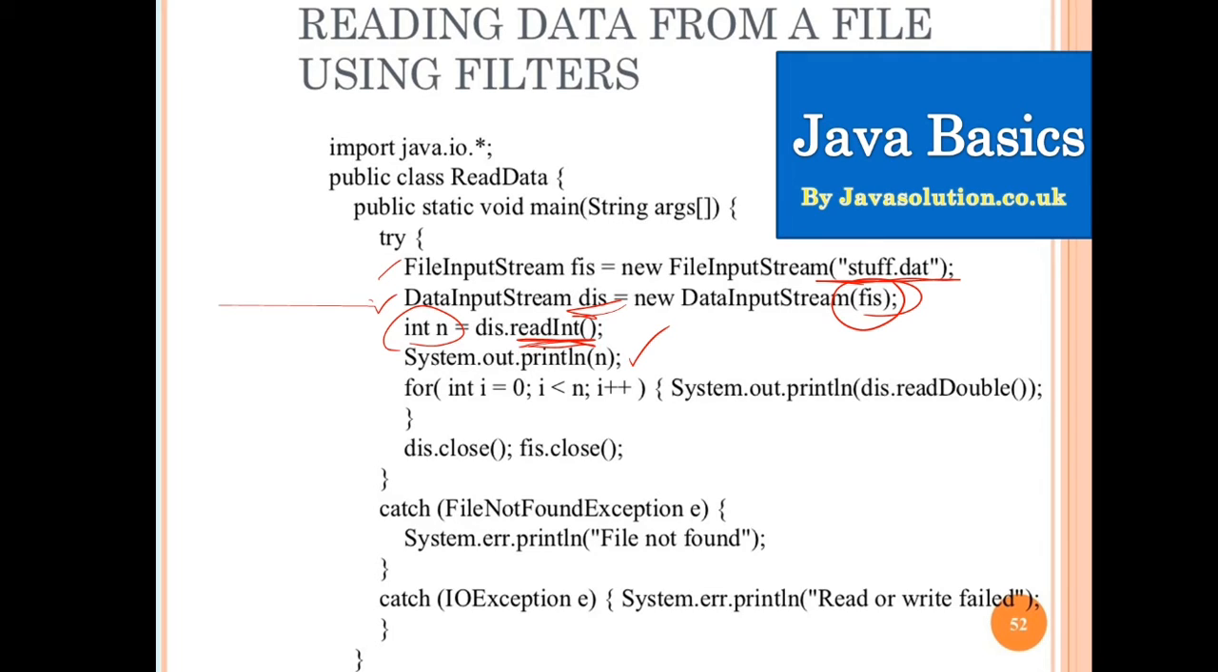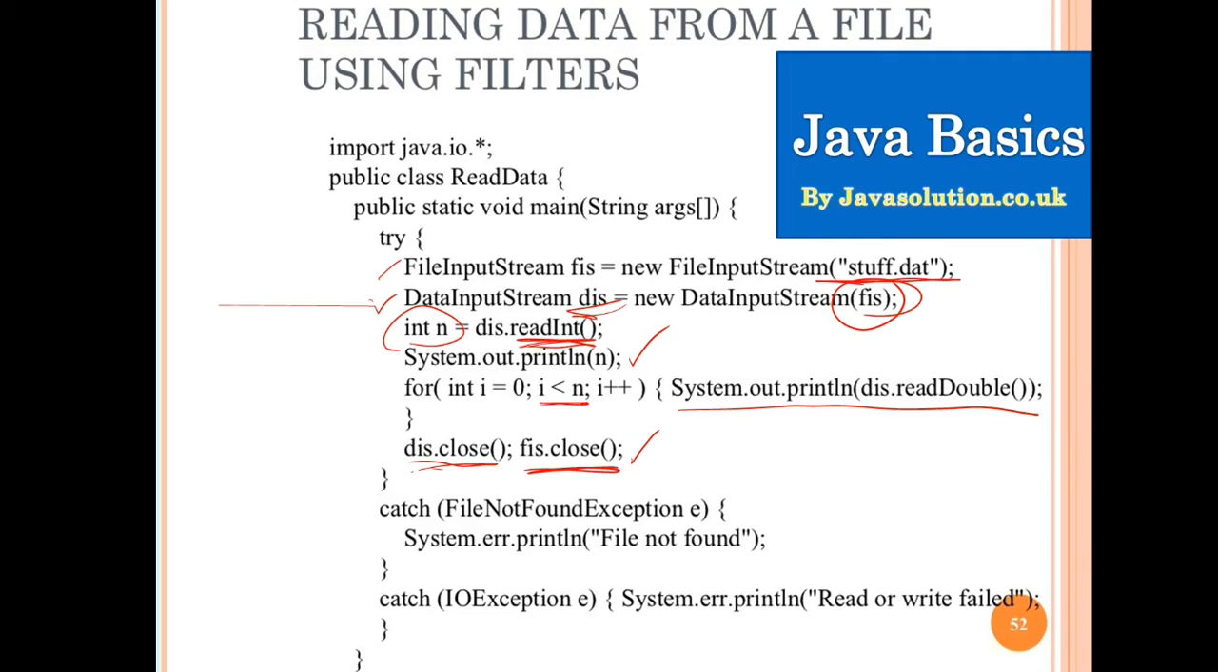Then we're going to print this out, right? After that we're going to have a for loop in which I want to check how many integers there are. So I say i is less than n, and now I'm going to print out these values here. After that I'm going to close the data input stream and then the file input stream. I can do the closing in the finally block, but if you're not doing it there, that's fine. We can close those things here.